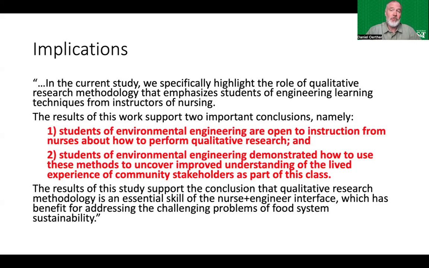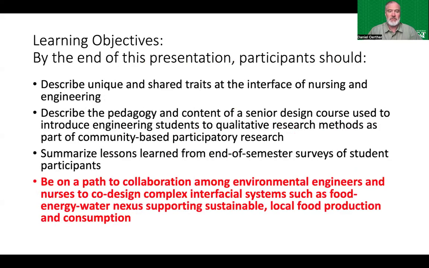So more free food wouldn't be the way to get them food, but perhaps community gardens, perhaps licenses for extra hunting or extra fishing. Those would be angles that might play best with this particular population. So the results of this study support the conclusion that qualitative research is an essential skill of the nurse engineer, and it has a benefit for addressing all kinds of things like food systems.